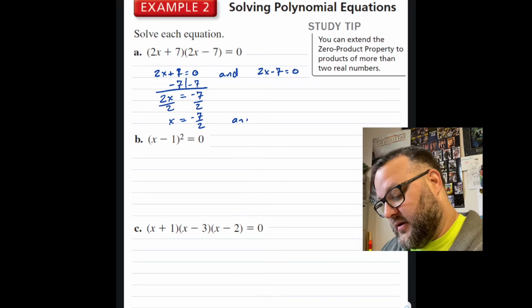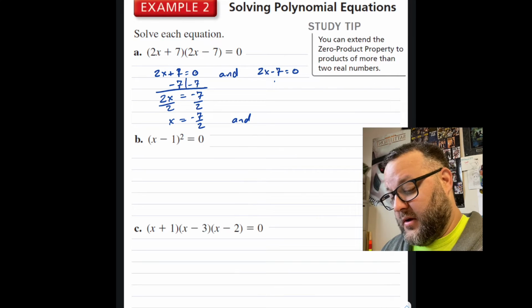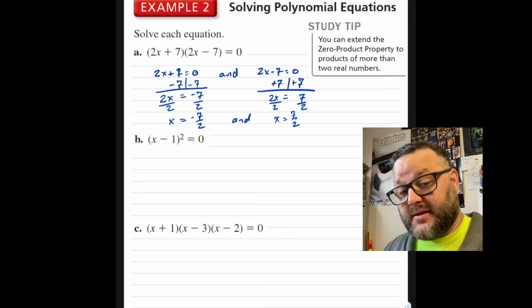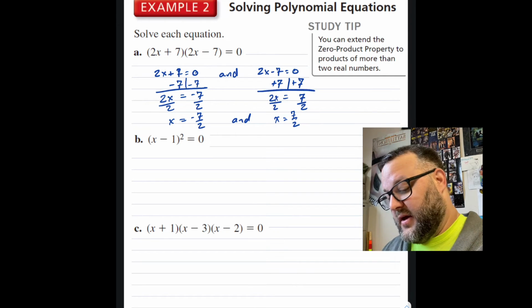And we're going to be doing 2x minus 7 equals 0, so we need to isolate the variable by first creating a 0 pair, and then dividing by the coefficient. So it looks like in this case, x equals both negative and positive 7 halves.